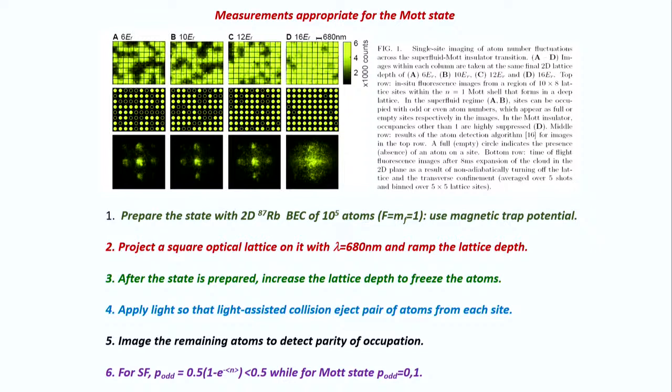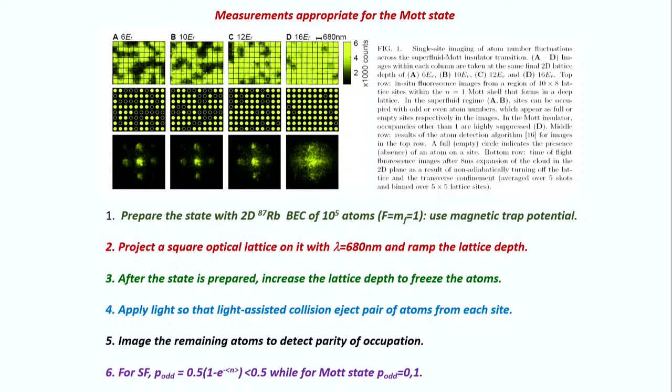So what happens is that in the experiment, they prepare a 87 rubidium Bose-Einstein condensate with F equal to 1, mF equal to 1, that is the spin. And then they project a square optical lattice on it, with this lambda, and ramp the lattice depth. First I'm going to tell you how they measure things, which is a bit different from this momentum distribution measurement. Say after doing this you let the atoms equilibrate and then you have prepared a state. So how do they measure this?